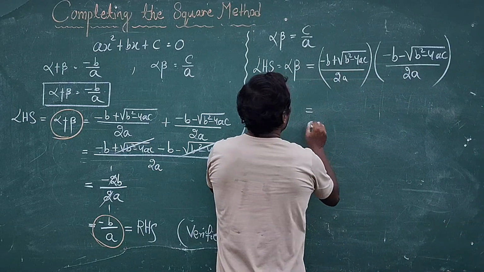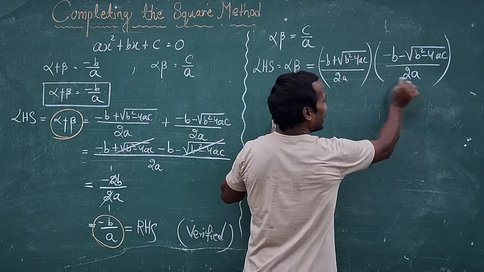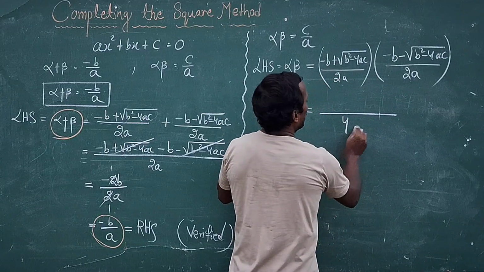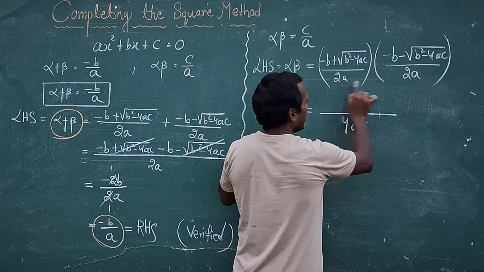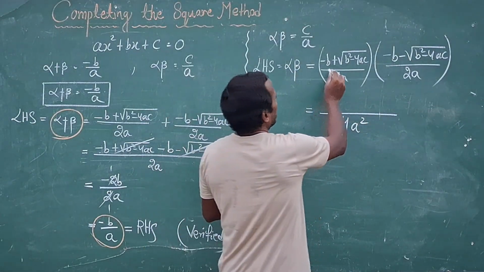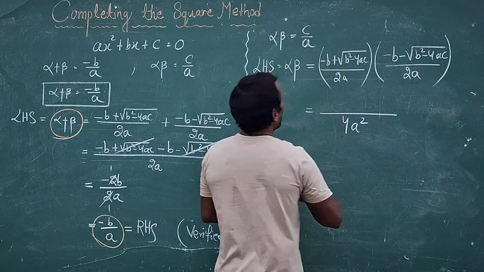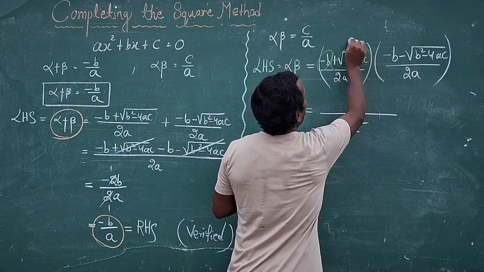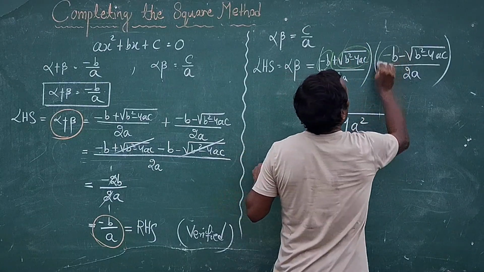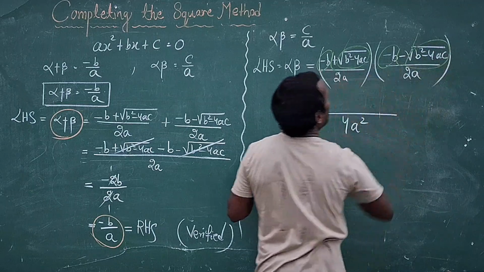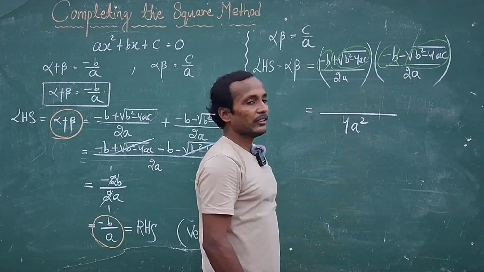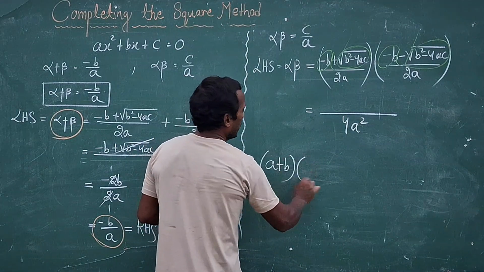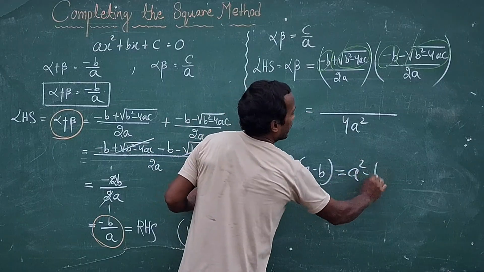Now on multiplying, see what we will get. Denominators get multiplied with themselves. When you multiply 2a with 2a, you get 4a square. 2 into 2 gives you 4, a into a gives you a square. Next, look at this carefully. Minus b is like a and this is like b. A plus b with a minus b. A plus b into a minus b means a square minus b square. That is an identity.